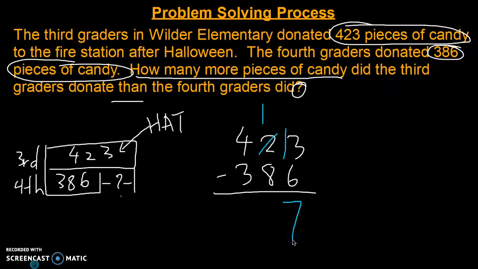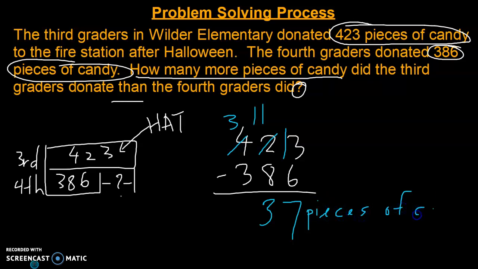I have 1, they want 8. Do I have enough? No. Go next door and borrow. Scratch it, make it smaller. Put a 1 right on my side. I have 11, they want 8. Do I have enough? Yes. Punch in the bottom number. 8, 9, 10, 11. I have 3 fingers holding up, so that's 3. 3 minus 3 is 0. And therefore the answer is 37 pieces of candy.